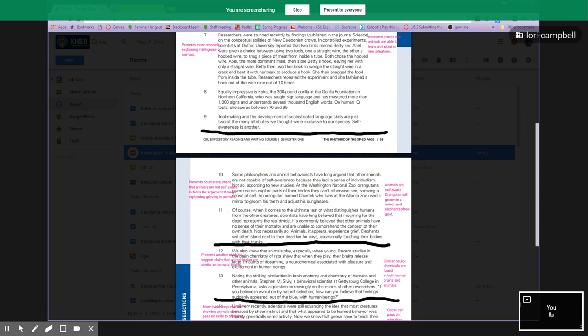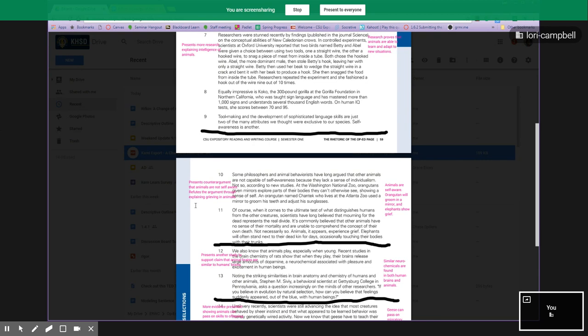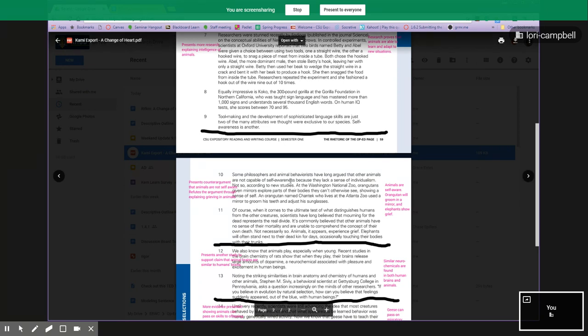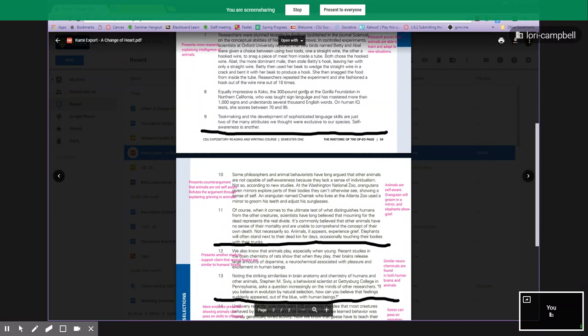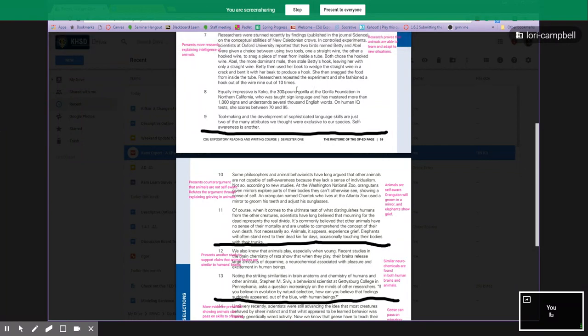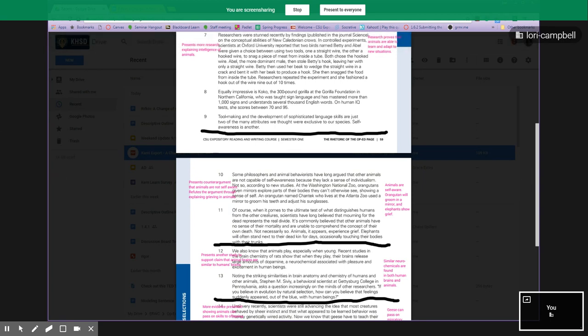Of course, when it comes to the ultimate test of what distinguishes humans from other creatures, scientists have long believed that mourning for the dead represents the real divide. You could theoretically break this up into two rooms, since this one is about self-awareness, well, maybe you'd say vanity. I don't know. This one down here is about mourning. We've talked about intelligence up here. We've talked about emotion earlier. This one is now talking about the actual human qualities of self-awareness.